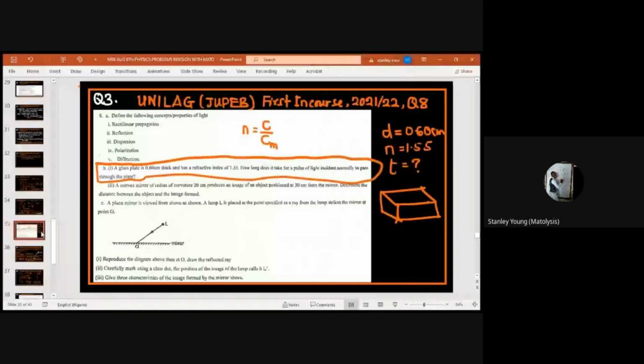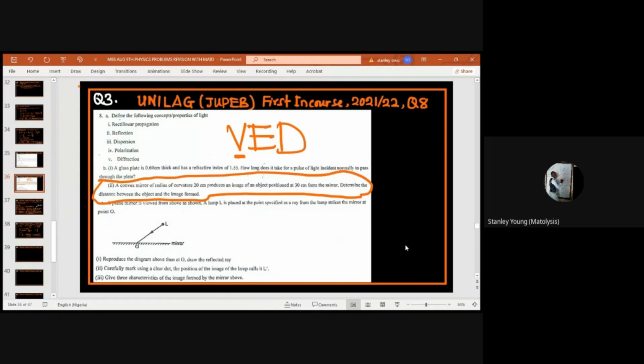Okay, so what's the next question that we have? The next question is on concave and convex mirrors. According to the question, a convex mirror of radius of curvature 20 centimeter produces an image of an object positioned at 30 centimeter from the mirror. Determine the distance between the object and the image.